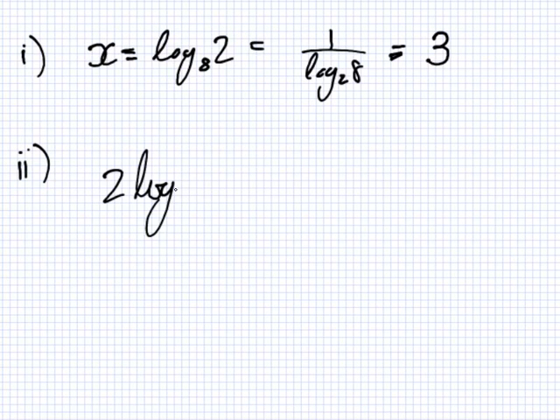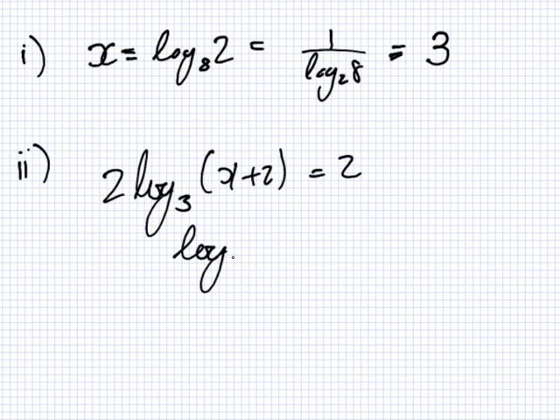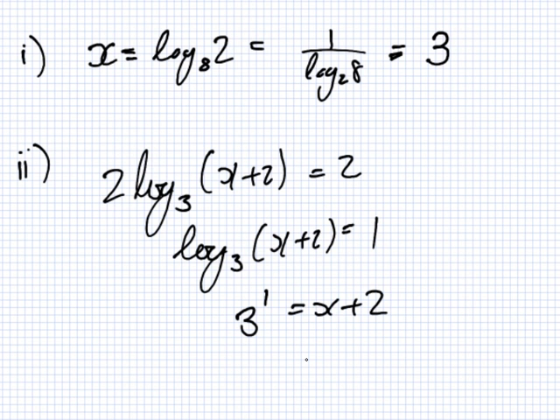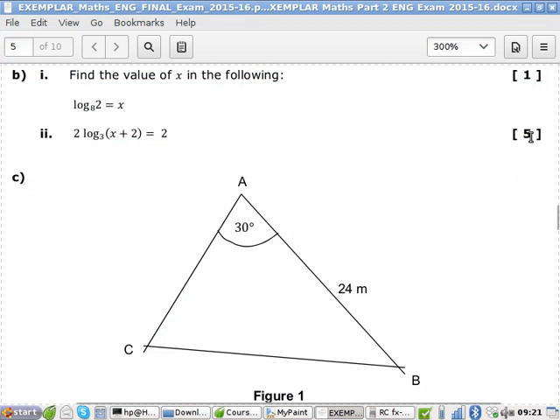Okay, part 2. 2 log 3 of (x plus 2) equals 2. So log 3 of (x plus 2) equals 1. So 3 to the power of 1 equals x plus 2, so x equals 1 then. Shocking for 5 marks, really.